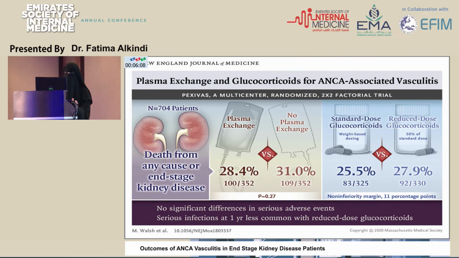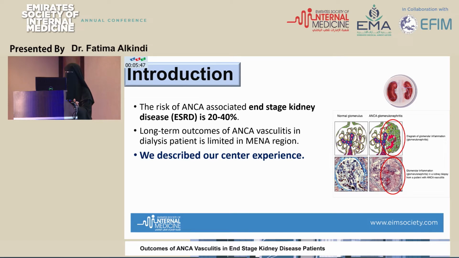The landmark trial published in the New England Journal of Medicine discussed the role of plasma exchange in such a group and showed there is no major difference. Even when it comes to pulse steroids, a lower dose of steroids has been shown to have equivalently good outcomes compared to high dose. Unfortunately, despite all of these efforts, there is still a 20 to 40% risk of progressing to end-stage kidney disease. That's why we conducted our study to know the outcomes of such a group.